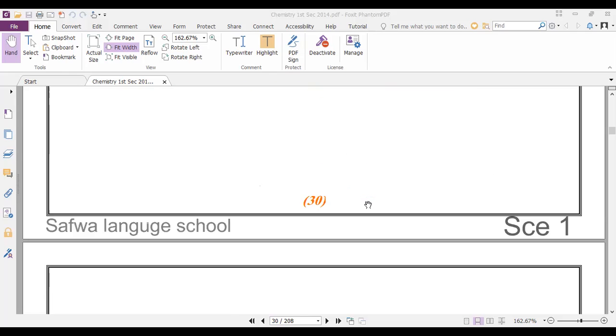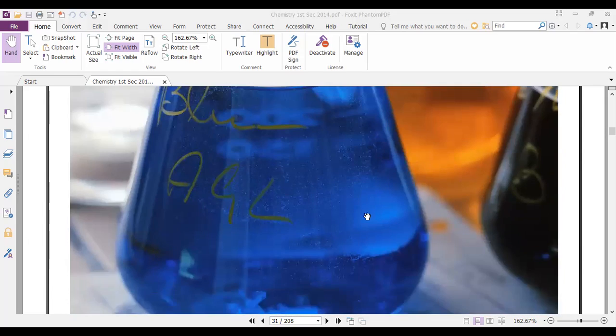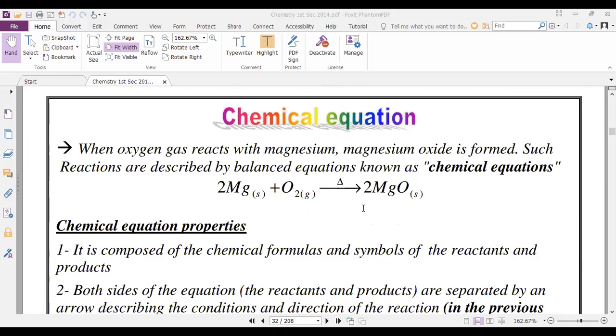Okay. Let's begin lesson 1, mole and chemical equation. So, what's meant by chemical equation? First, chemical equation, as you studied in middle 3: when, as an example, oxygen gas reacts with magnesium, magnesium oxide is formed. Such reactions are described by a balanced equation known as a chemical equation.